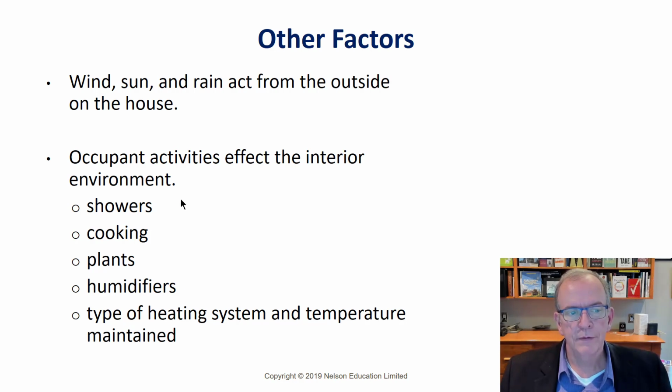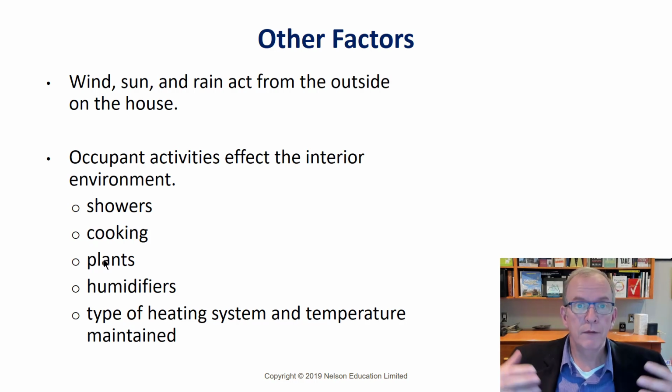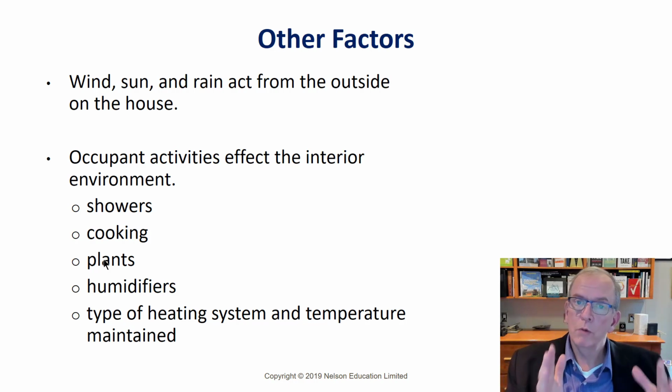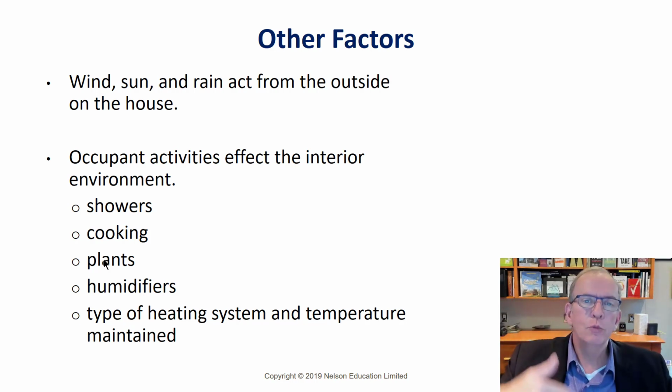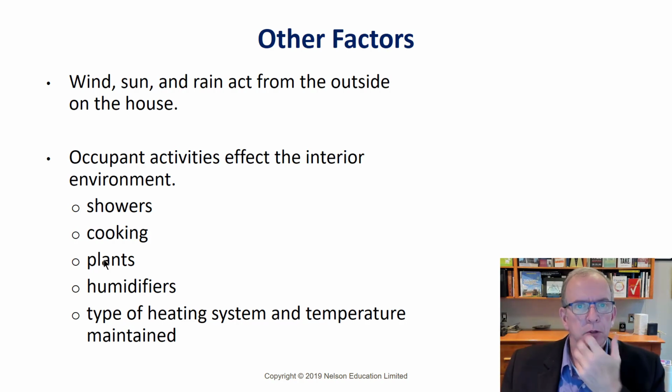On the other hand, you got a family of four and they all take 20-minute hot showers. They cook a lot, make a lot of pasta, a lot of boiling water. They love plants. They got plants everywhere. Those would be things that would drastically change the interior environment. So you'd have a very humid house, warm moving to cold, lots of moisture in the air that could reach the dew point. That would be quite different than a house that was much lower humidity levels. So how occupants live in the house can really impact that.